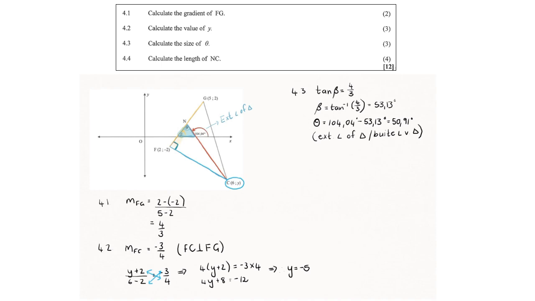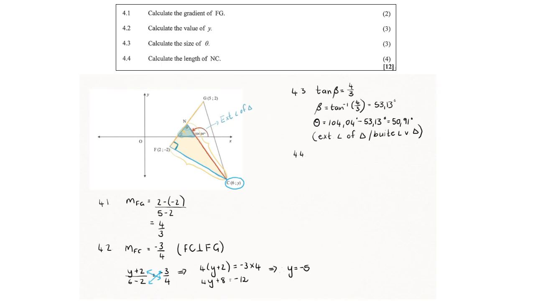Now, NC is part of the triangle CFN, and in this triangle, we can determine the length of FC. We know that the size of angle theta is 50.91 degrees, and since this is a right angle triangle, we can use trigonometric properties to solve this. So if we can determine the length of FC and we want the length of NC, FC is the opposite side of angle theta, and NC is the hypotenuse of the triangle. So then we can use sine of theta to determine the length of NC.